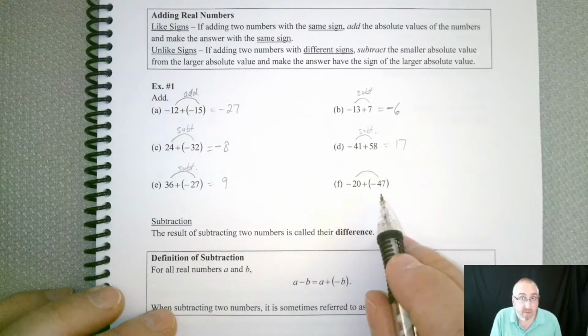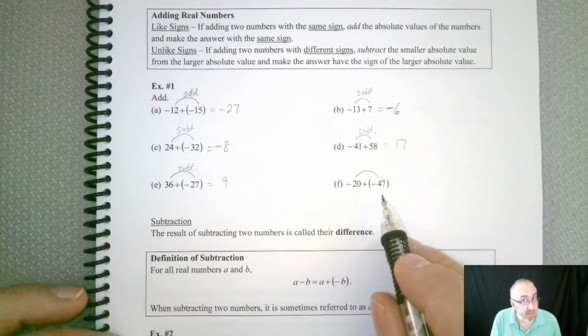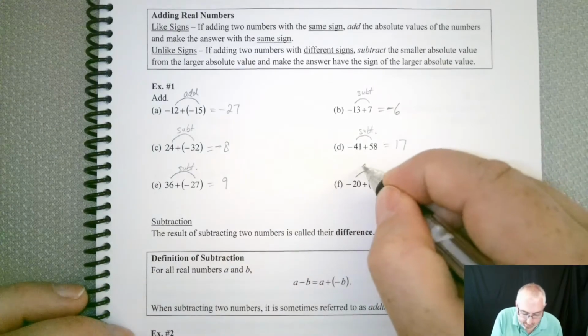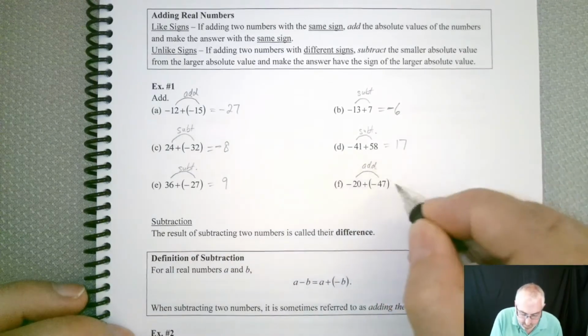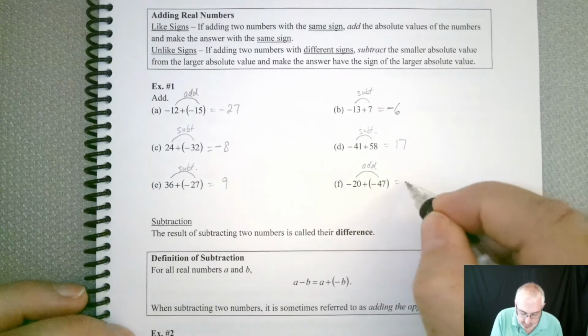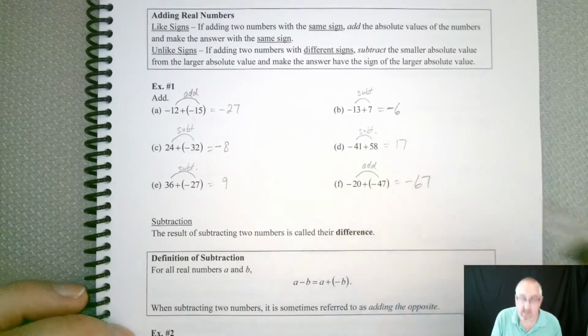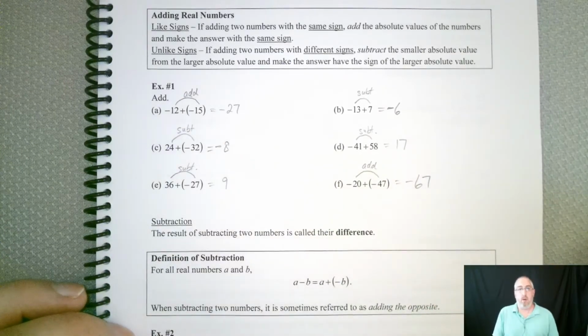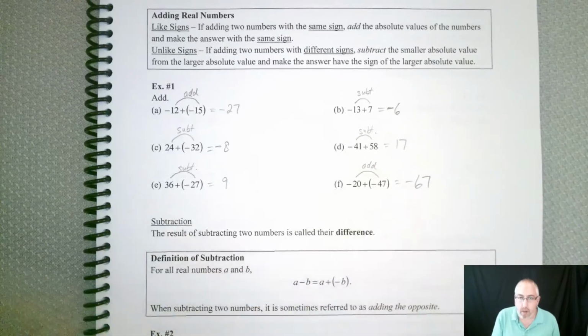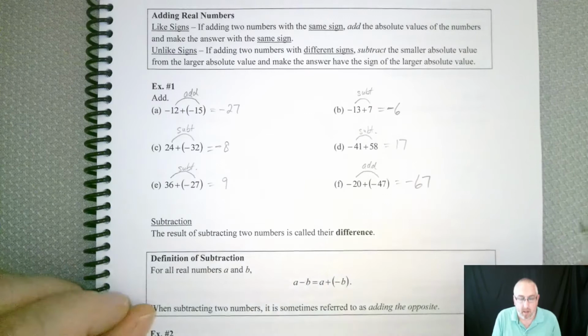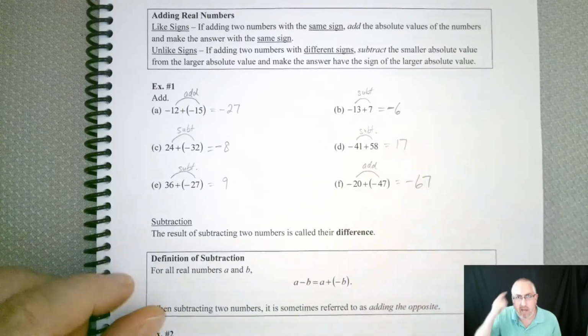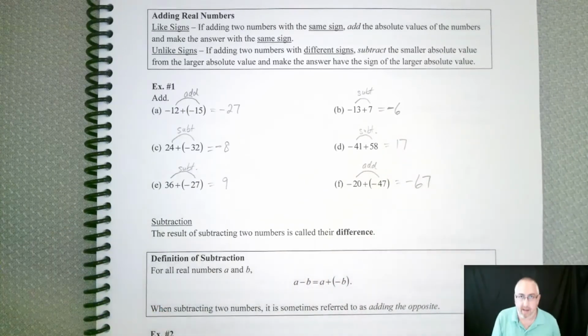Negative 20 and negative 47, both are negative. So now we've got to add them. In this case, we're going to get a negative 67. So it's a nice little way to just document what you're doing in your own mind. That way, if you look at it again and say, well, what the heck did I do? Oh yeah, I had to add or subtract.